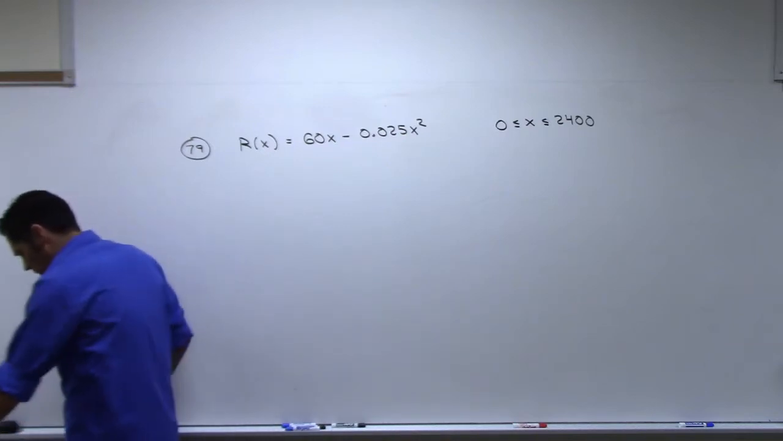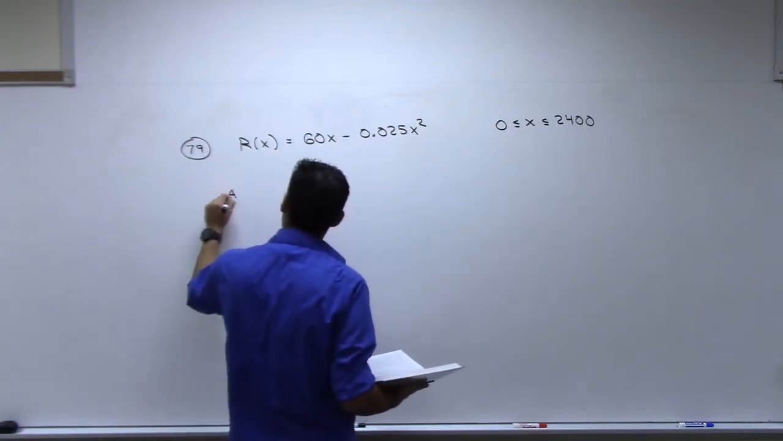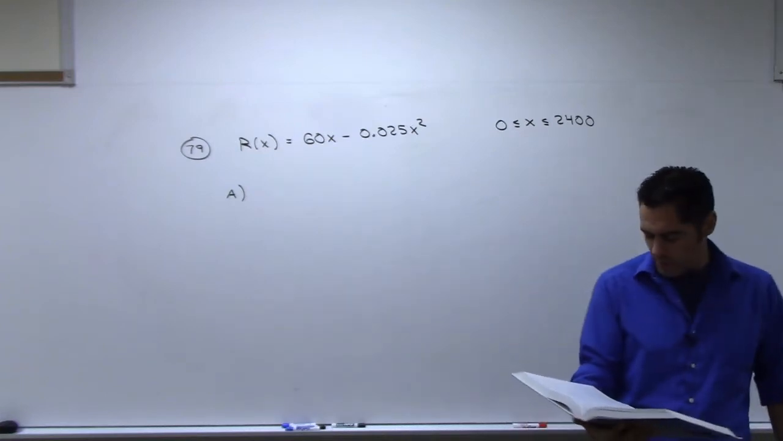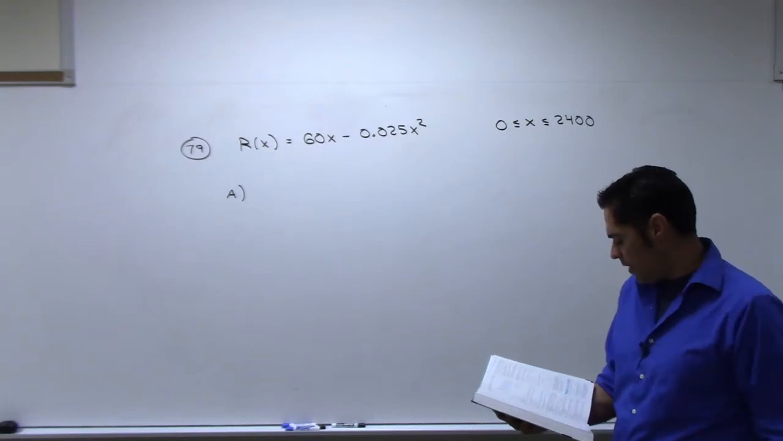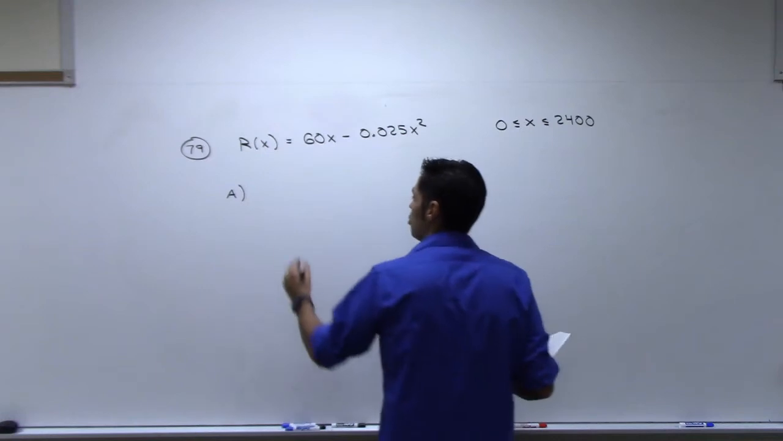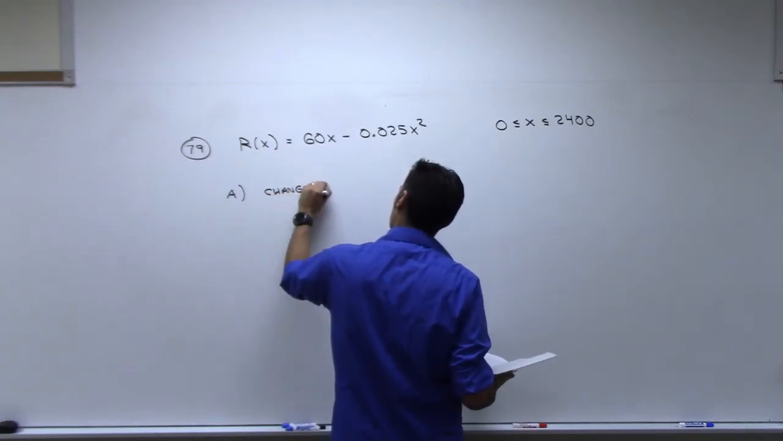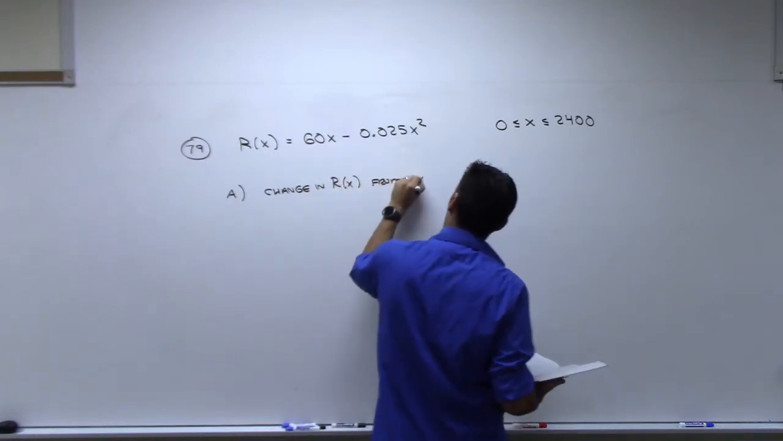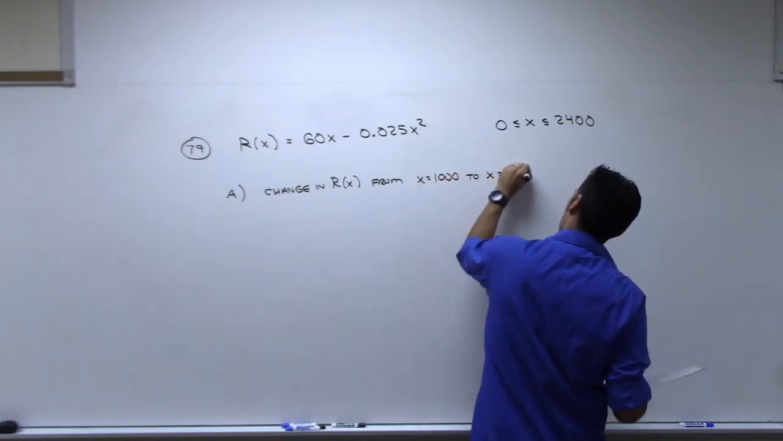It says for part A, find the average change in revenue if production is changed from 1,000 car seats to 1,050 car seats. So in other words, they want to know the change in revenue from x equals 1,000 to x equals 1,050.